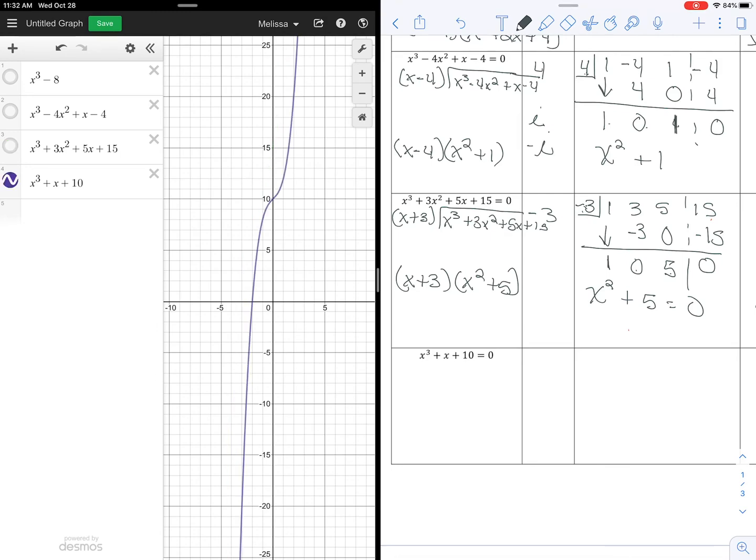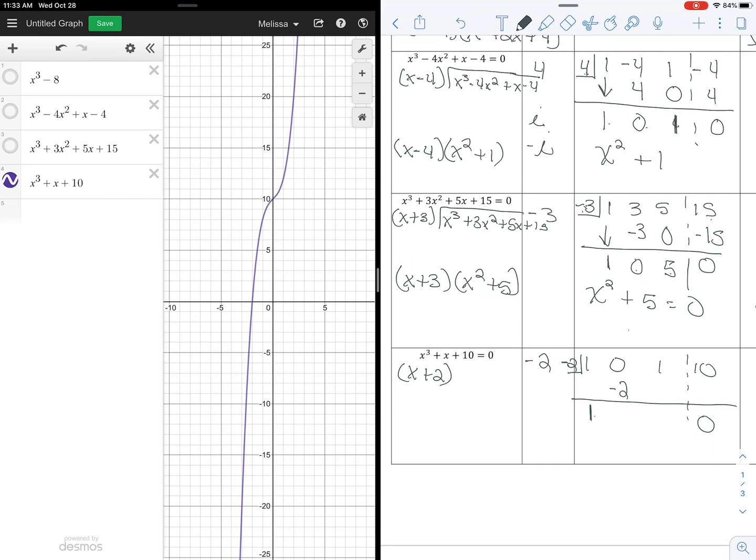One last problem. So I've already, using Desmos, graphed it, and I can see that I have a solution at negative 2, which means x plus 2 is a factor. Also, I'm missing the x squared term, so this has to be 1, 0, 1, 10. And if I've done this correctly, that should be a 0.